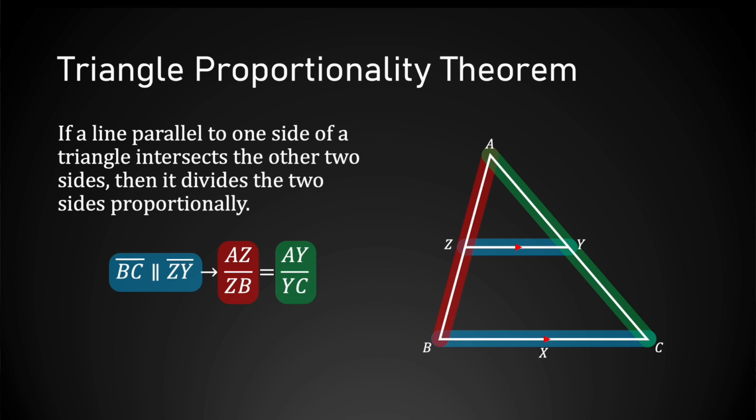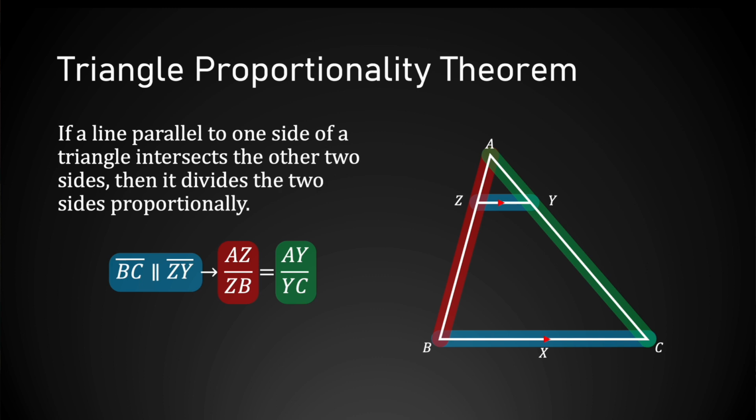Now in this diagram, ZY happens to be a midsegment. However, I could move ZY down here and the proportion would still be true. And I could move it up here and the proportion would still be true. So it doesn't have to be a midsegment, it just has to be parallel to one side and it has to pass through the other two sides.